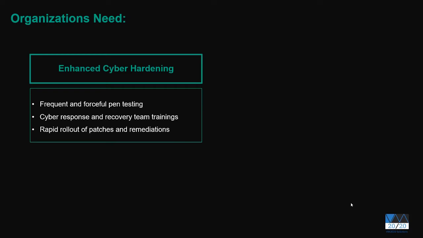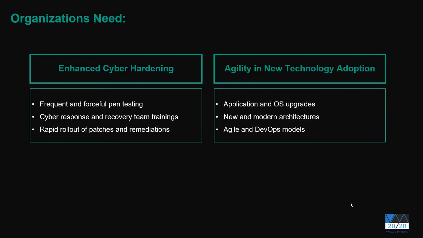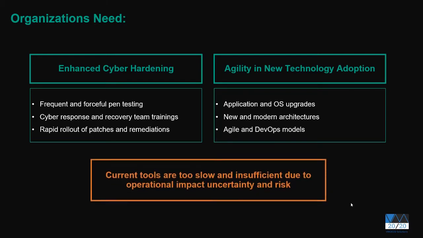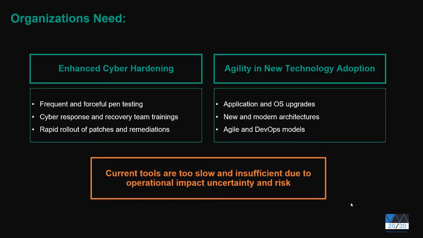Organizations today are heavily focused on enhancing their cybersecurity capabilities, specifically around cyber hardening through continuous pen testing, cyber response and recovery, and rapid remediations, while also looking to add agility in their adoption of new technologies through upgrades, new architectures like containers, and frequent software releases through Agile and DevOps frameworks. However, these initiatives are drastically slowed down due to their unknown impact on operational environments. Organizations are looking for ways to add agility to these initiatives without adding risk to their production environments.